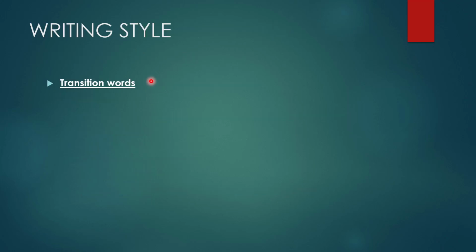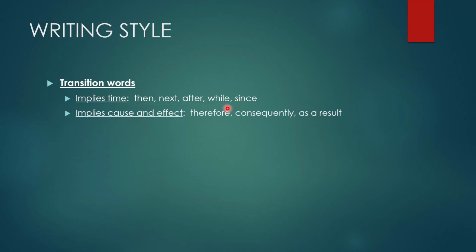So in terms of writing transition words, if you're implying time: then, next, after, while, or since. Cause and effect: therefore, consequently, as a result. So these are just words that you might want to refer back to, or the lecture notes, to help you when you're trying to transition from one thing to another. What are you transitioning from and to?